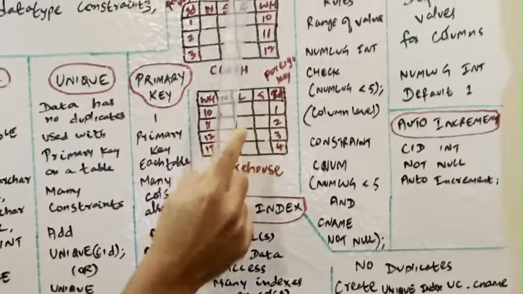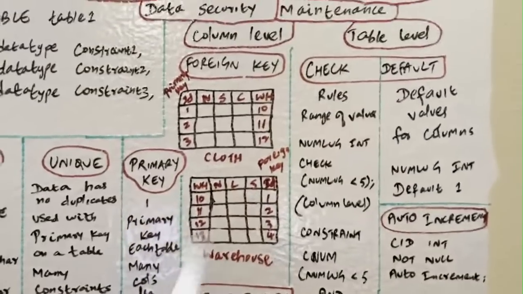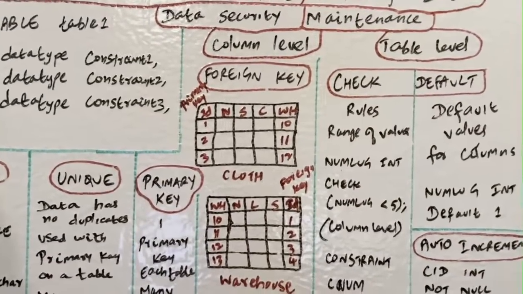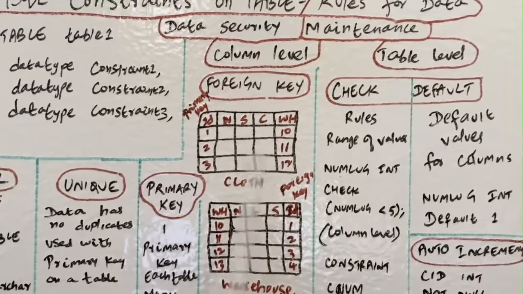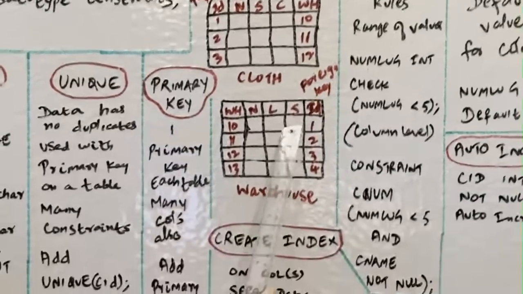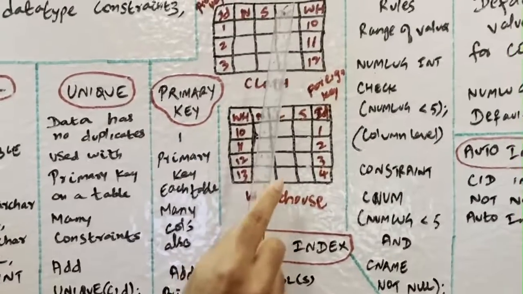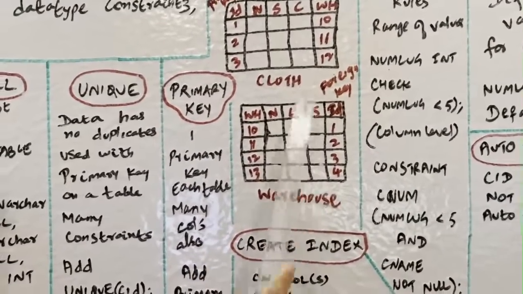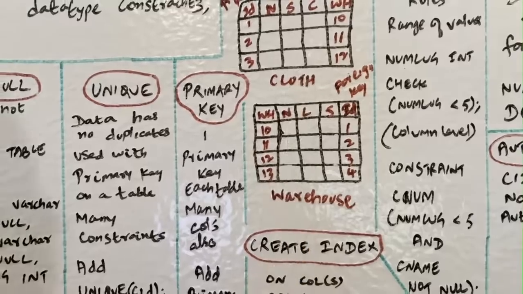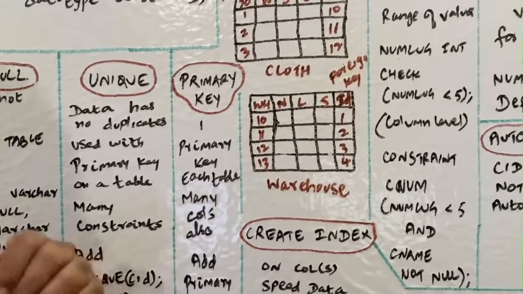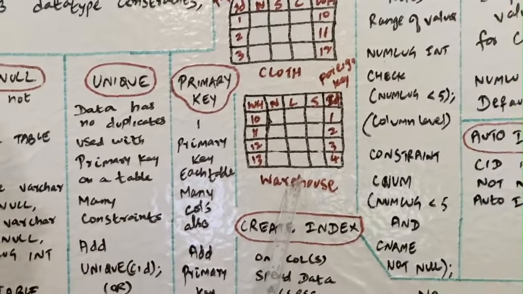Next is foreign key. We talked a lot about it in the previous 50 videos I created in MySQL. Check them. Main table, second table. This is the cloth table, warehouse table. This is the cloth table, but you have to put clothes somewhere. Where are the clothes? They are in the warehouse table.